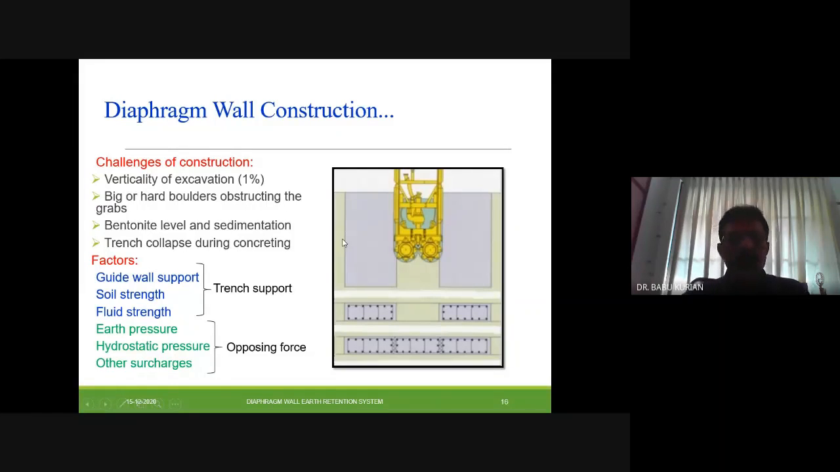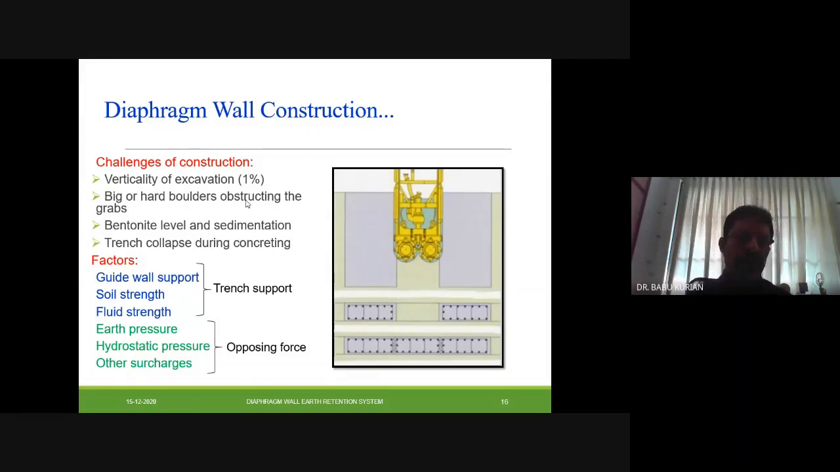While excavating soil, the chances are there to face boulders. Big or hard boulders are there, and we have to remove them. To remove those boulders, we have to adopt some mechanism. Either we have to cut them into pieces and then remove them, or we have to adopt some mechanisms to remove those obstructions.